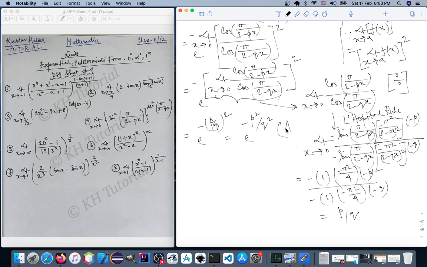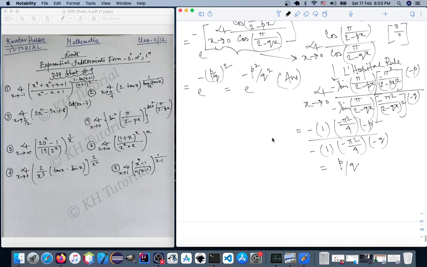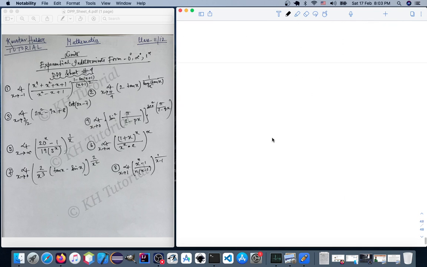This is the answer. Okay, let's see the next problem. Number 5. It says limit x tends to infinity (20 to the power x minus 1, 19, 5 to the power x) whole to the power 1 by x.